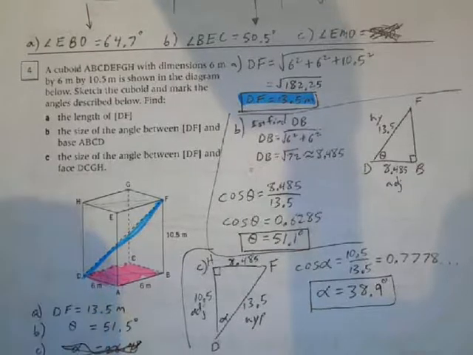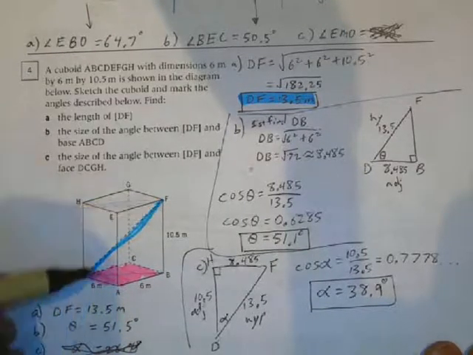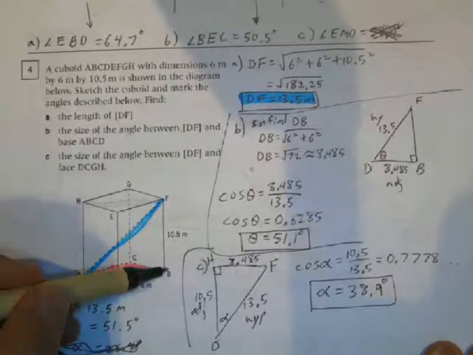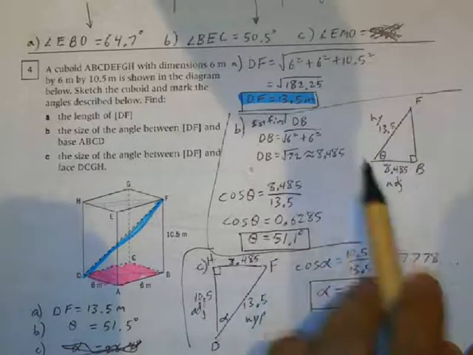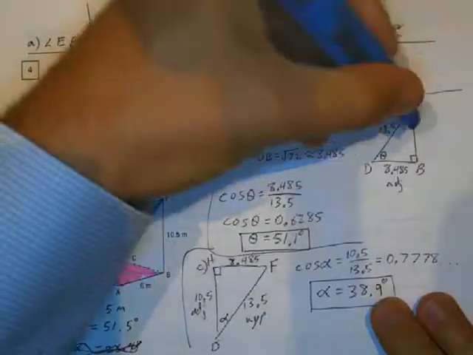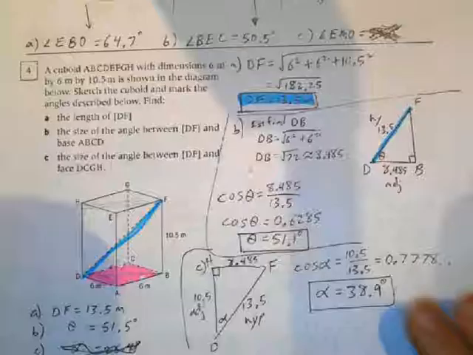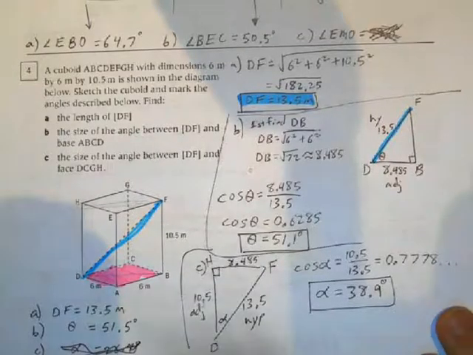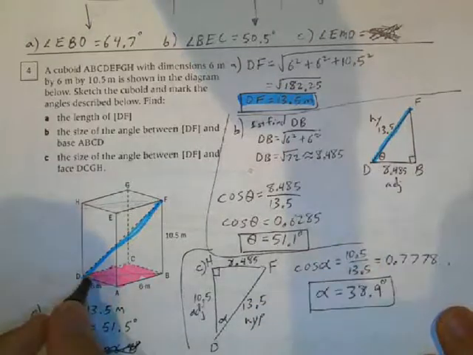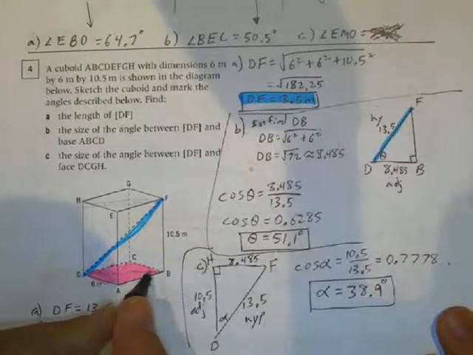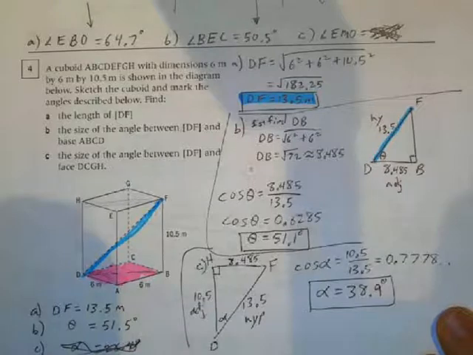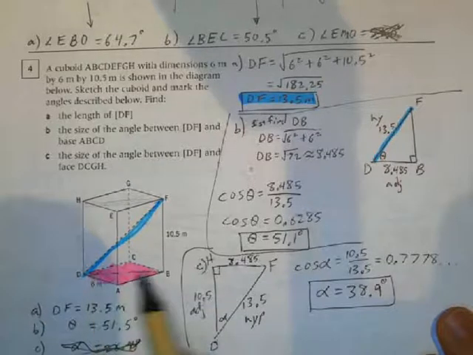So we're going to try to find the angle between F, D, and B. So I redrew it over here, F, D, and B. We know this length here is 13.5, and from D to B is the diagonal across the square base here, or rectangular base here. So I needed to find this length here.